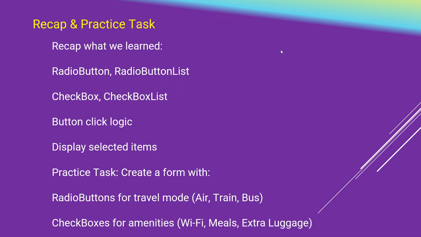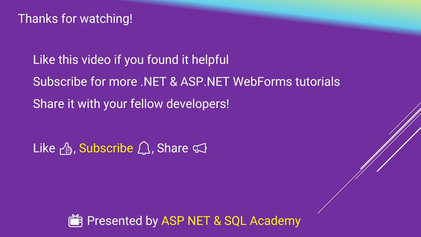Let us recap what we have covered. We used individual and grouped radio buttons, checkboxes, and their list versions. We handled user selections and displayed results effectively. Now it is your turn. Try building a travel form with radio buttons for mode of travel and checkboxes for optional amenities.